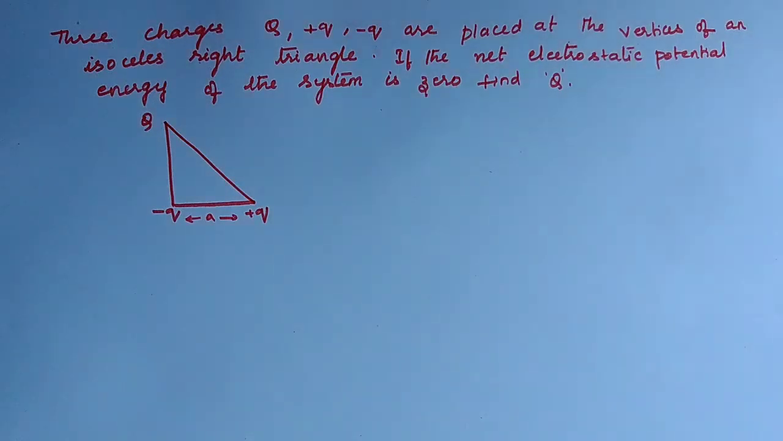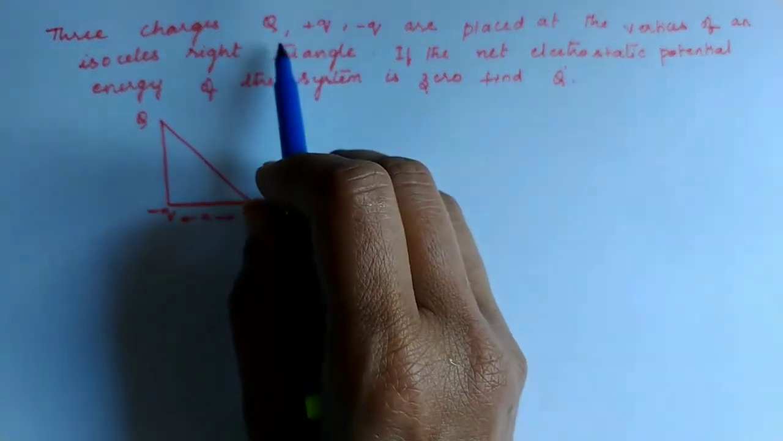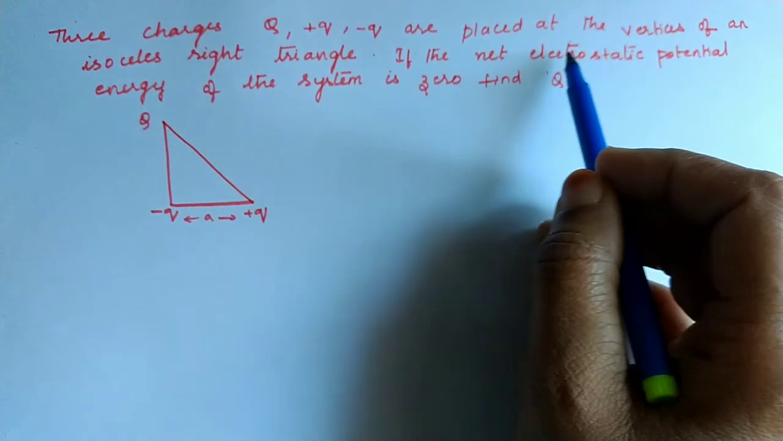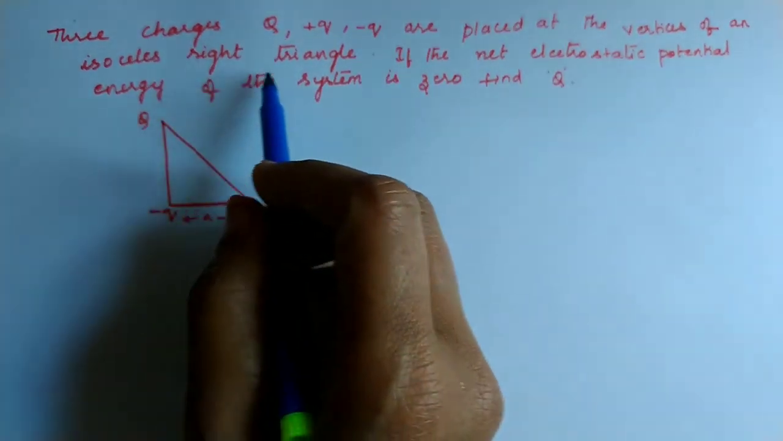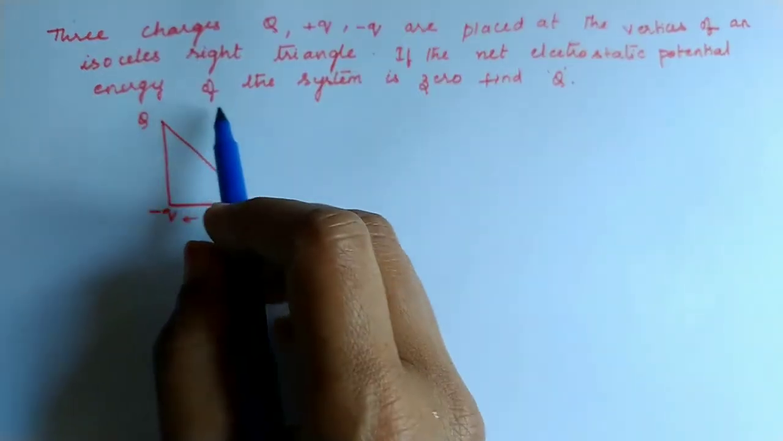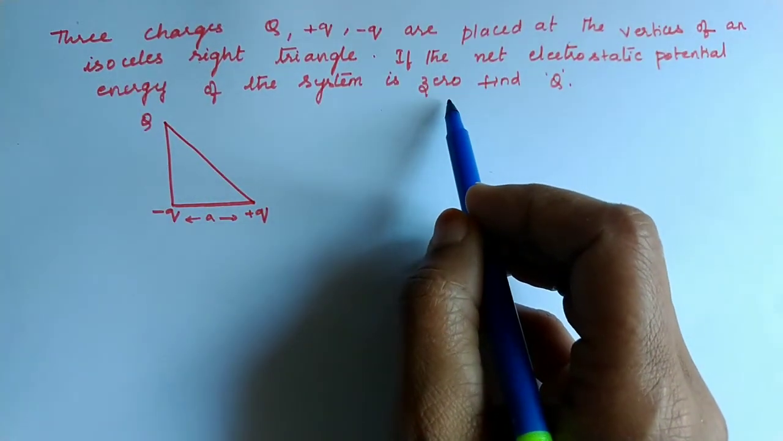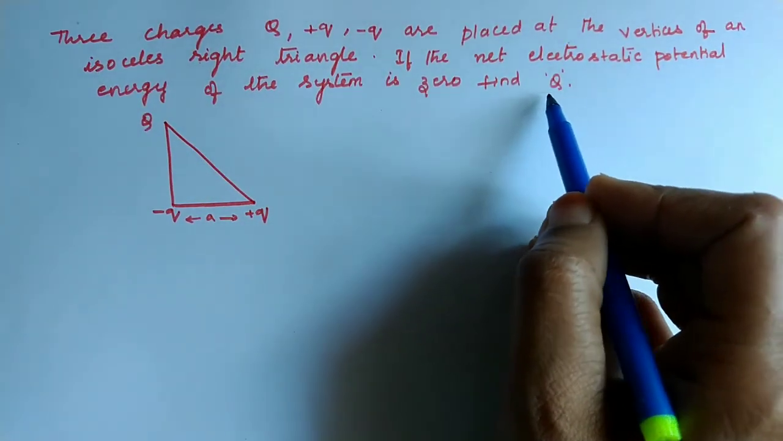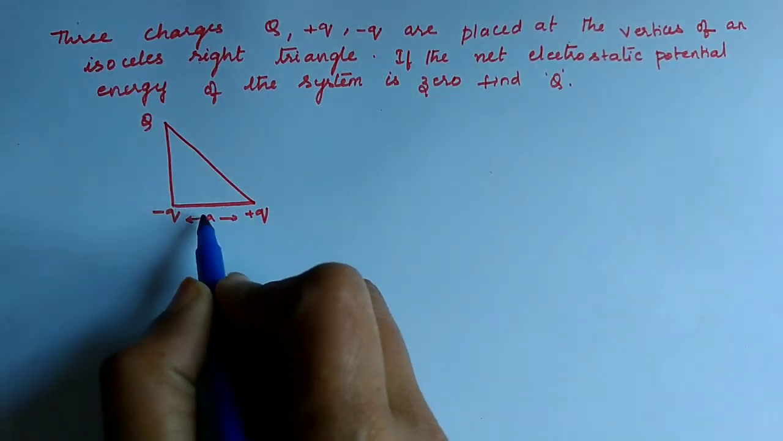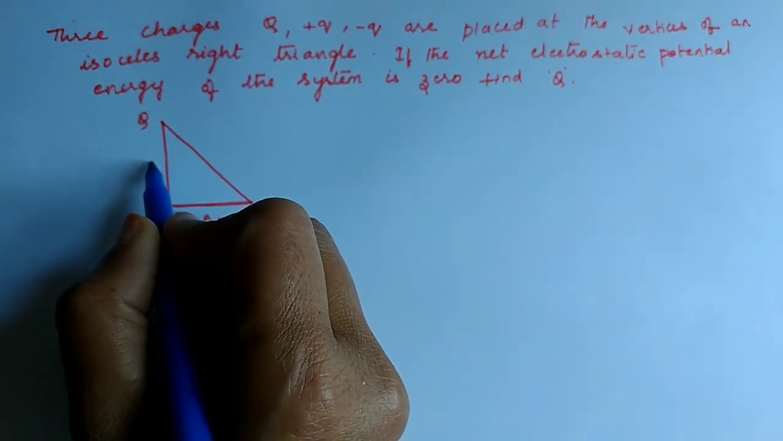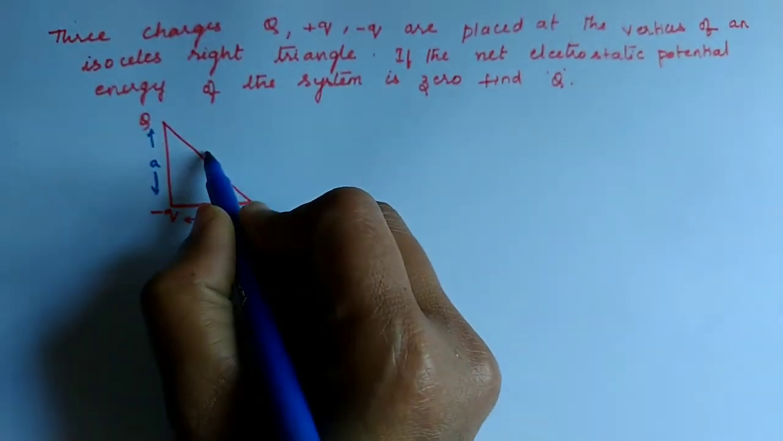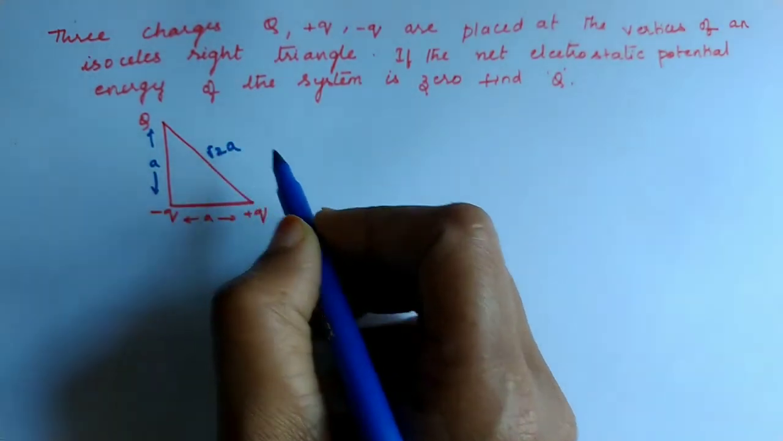So in this question, it is given that there are 3 charges, plus Q (capital Q), small q, and minus q, which are at the vertices of a right isosceles triangle. And it is said that the net electrostatic potential energy of the system is 0. Then we need to find the value of capital Q. So since it's a right isosceles triangle, if this distance is A, even this side would be A, and the hypotenuse is root 2 times A.